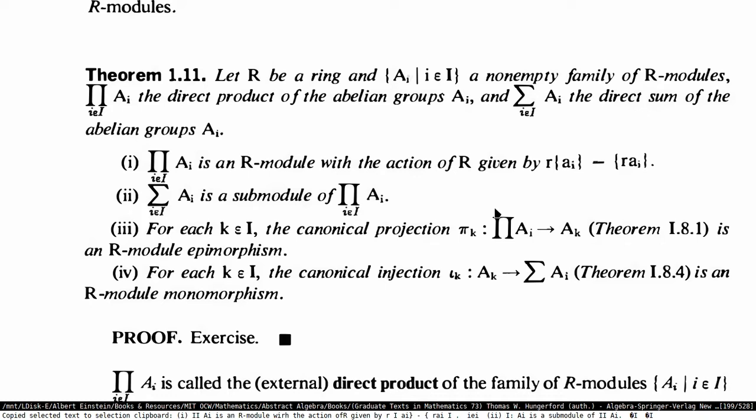Or if it were decimal numbers, then the product would be like all decimal numbers, and the sum would be like all decimal numbers that eventually terminate. All but finitely many are zero. So that's one reason that the sum is a submodule of the product: when it's an infinite collection of modules, then it's strictly smaller.